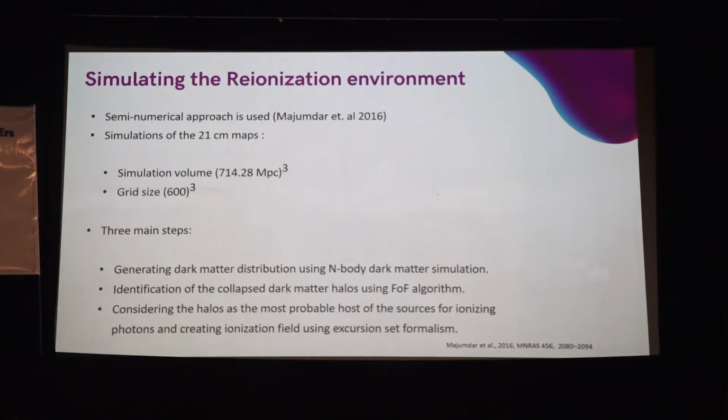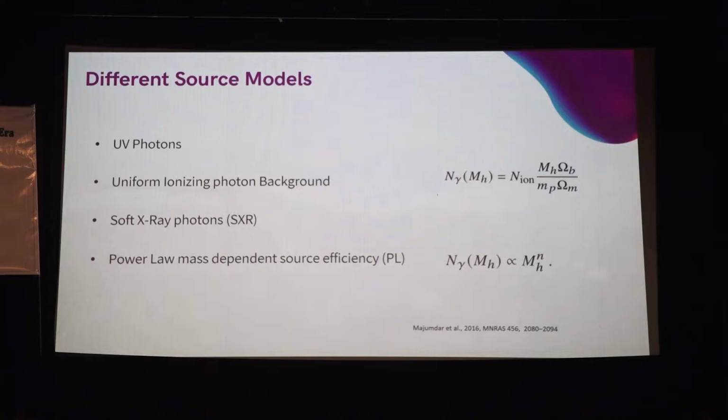Now, to simulate the reionization environment, we use a semi-numerical technique, and these are the different details of our simulation. We use a particle mesh N-body simulation followed by a friends-of-friends halo finder to finally create our reionization maps. And we create these maps using different source models. So these are the different source models.